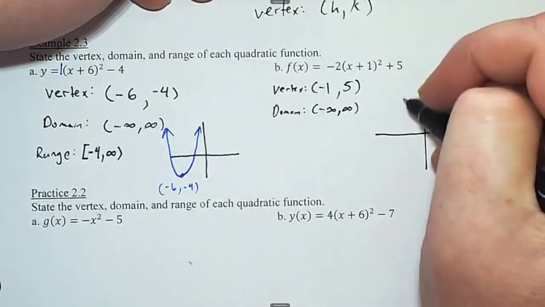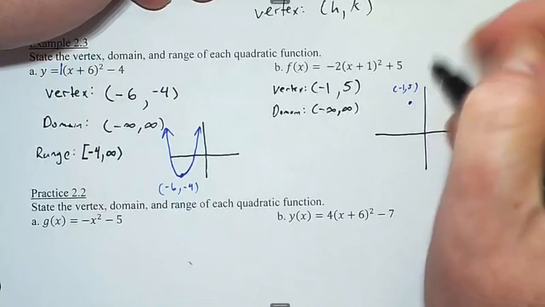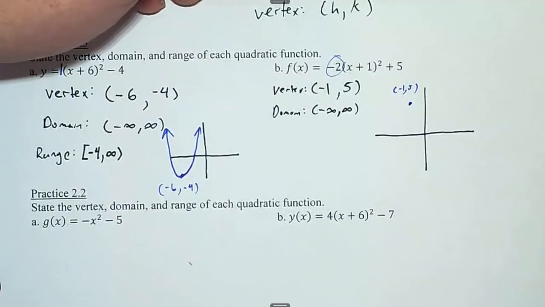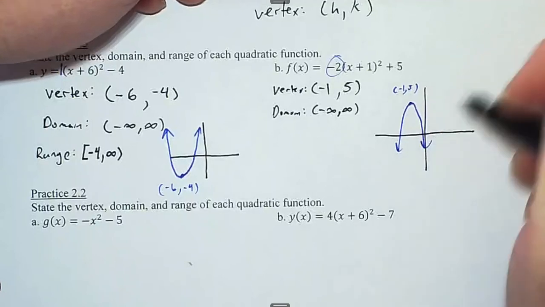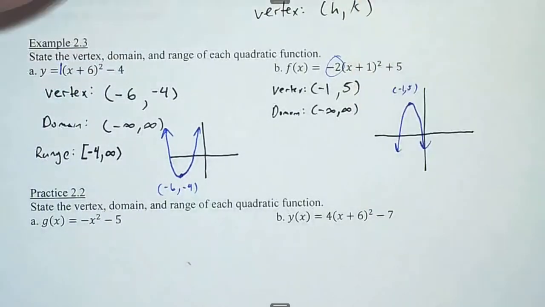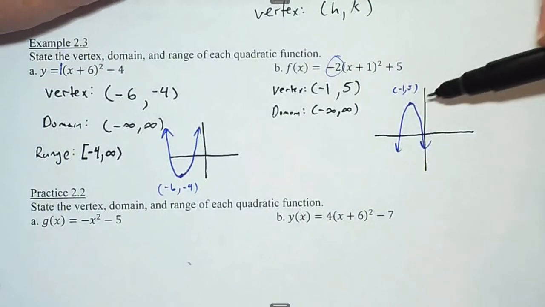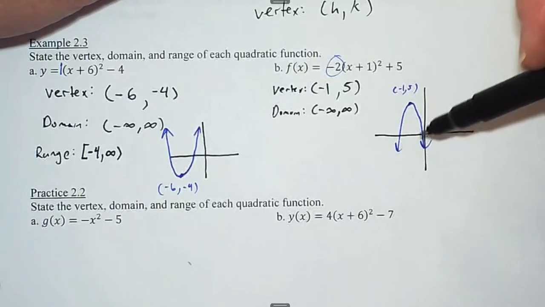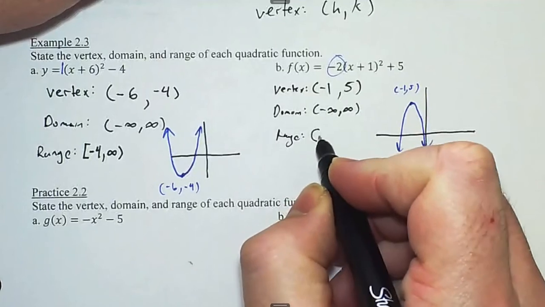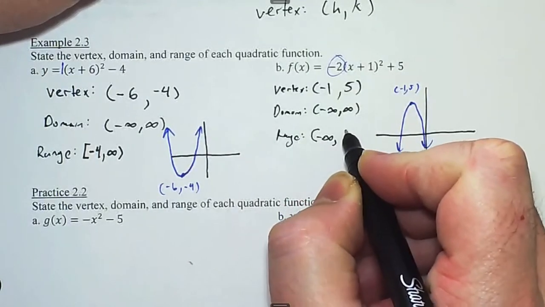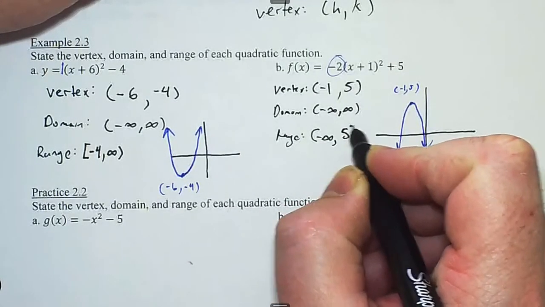Negative 1, 5 is somewhere over there. But notice that the A value is now negative, so it's going to be going downwards. It'll be a little steeper and a little more downward. So this, instead of having a lowest point, has a highest point and goes down to negative infinity. So the range starts at negative infinity and goes up to the y coordinate 5.